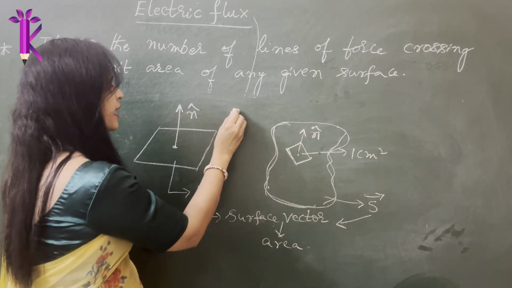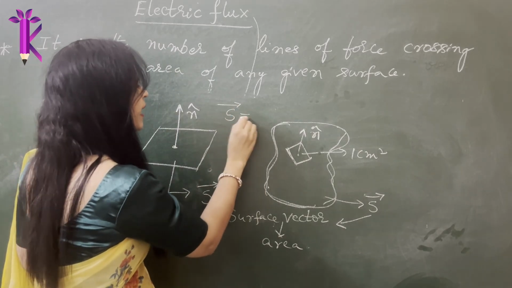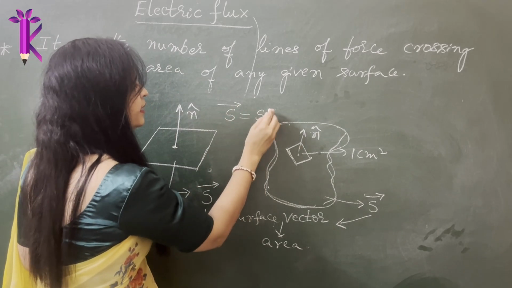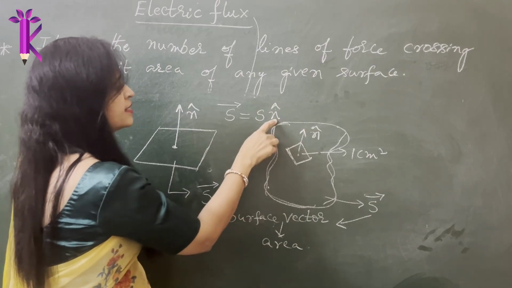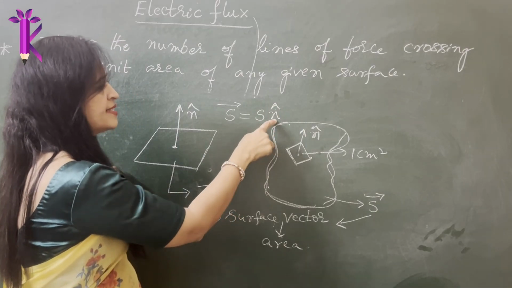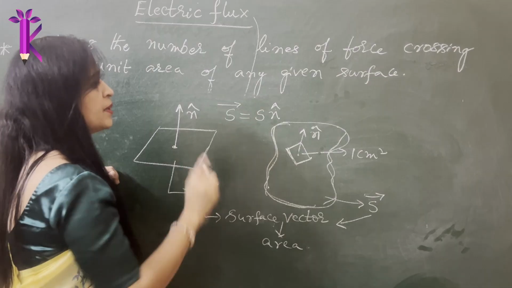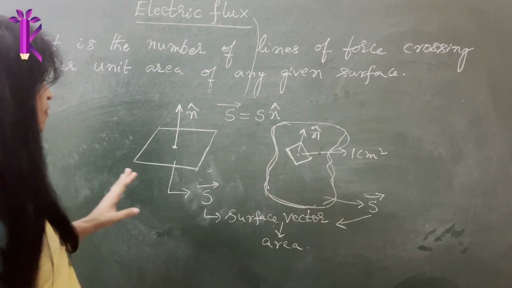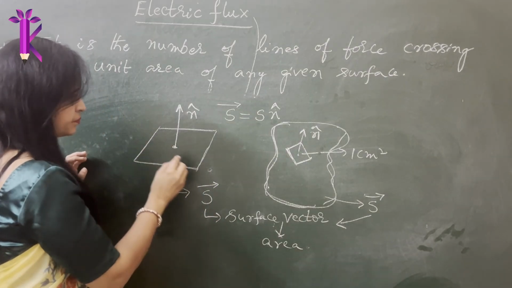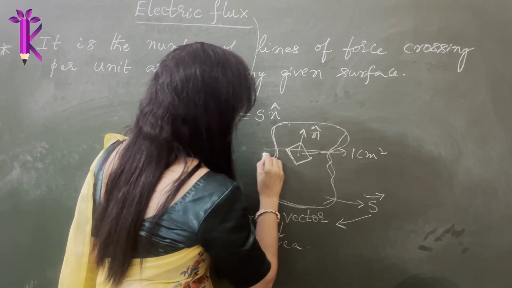So how do you write the area vector? Area vector is given by S vector, the magnitude into its direction. So the magnitude is S and the direction is n cap. So now if you have to define flux, suppose here some number of lines are crossing.